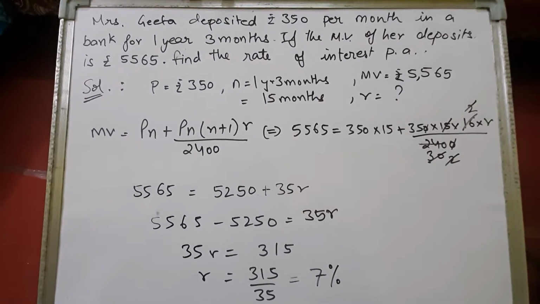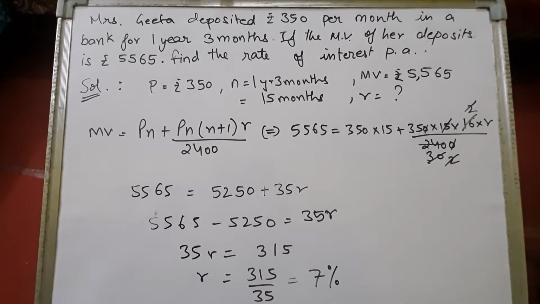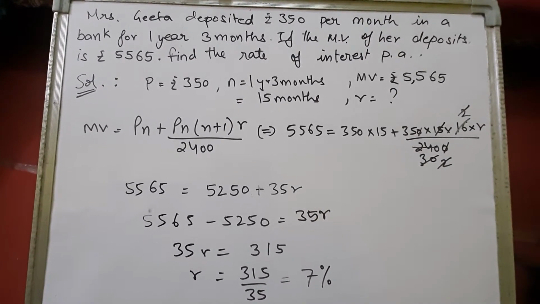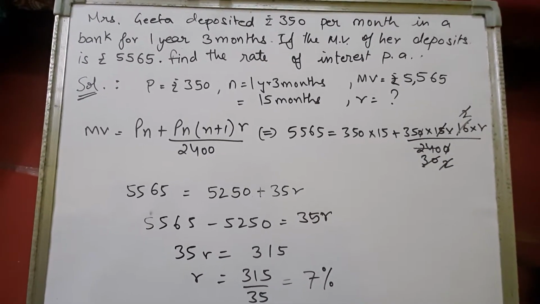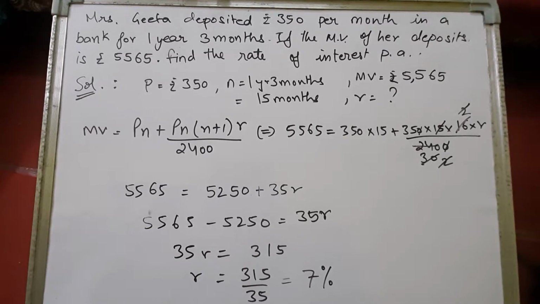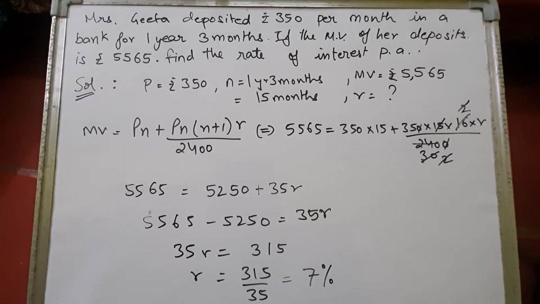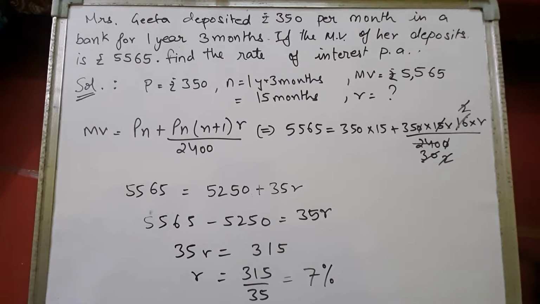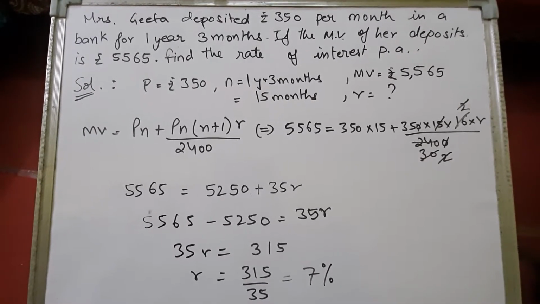Let's see the sum in which Mrs. Geeta deposited rupees 350 per month in a bank for 1 year 3 months. If the maturity value of her deposits is 5565, find the rate of interest per annum. Right? This is the sum.